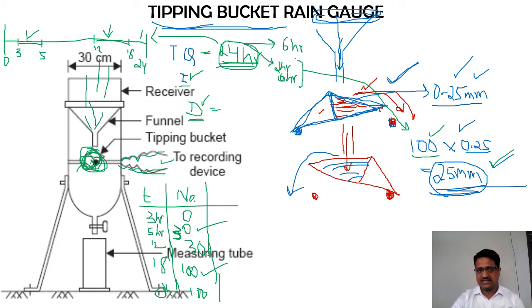So in this you can check that for the first 3 hours, that is 0 to 3 hours, there was no rainfall, so that's why the number of tippings was 0 only. But from 3 to 5 hours you can check there was some rainfall, that's why the number of tippings was how much? 30 minus 0, that is going to be 30.